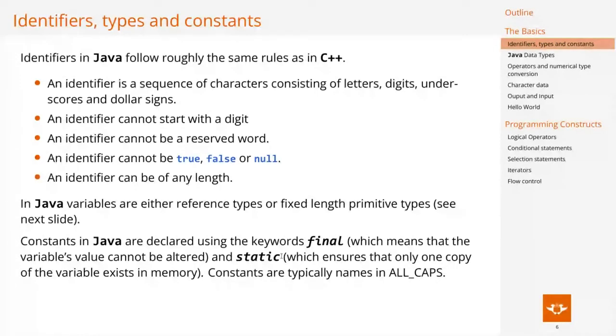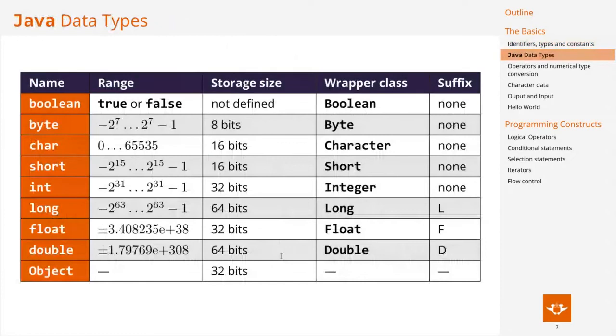So with Java, we have either reference types, which are pointers. We're not dealing with pointers ourselves, but internally that is how they actually work. Or they're going to be fixed length primitive types. And what does fixed length primitive type mean? We'll see on the next slide the different types that are available in Java.